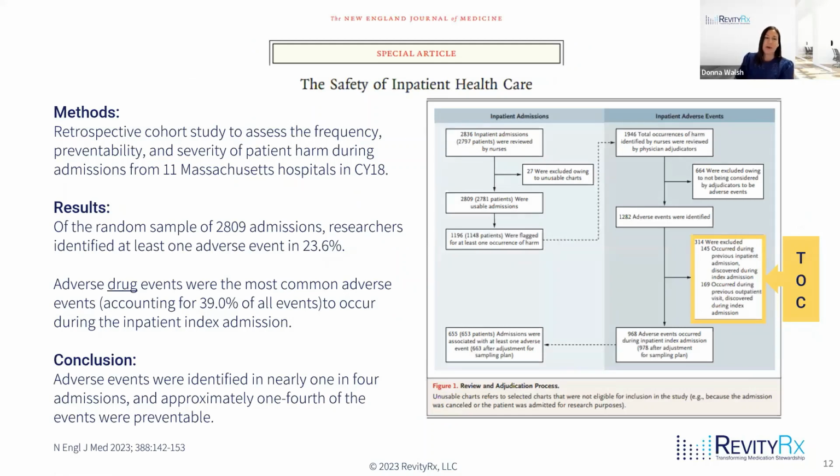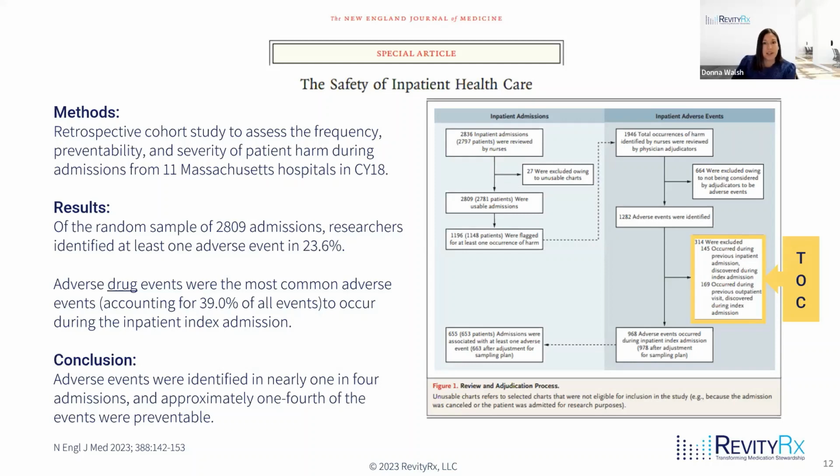So I thought this was an appropriate study to bring into tonight's presentation. Back in the beginning of 2023, the New England Journal of Medicine published a study titled "The Safety of Inpatient Healthcare." It garnered a lot of attention because it was the first time in a while that we had seen some data related to preventable adverse events.